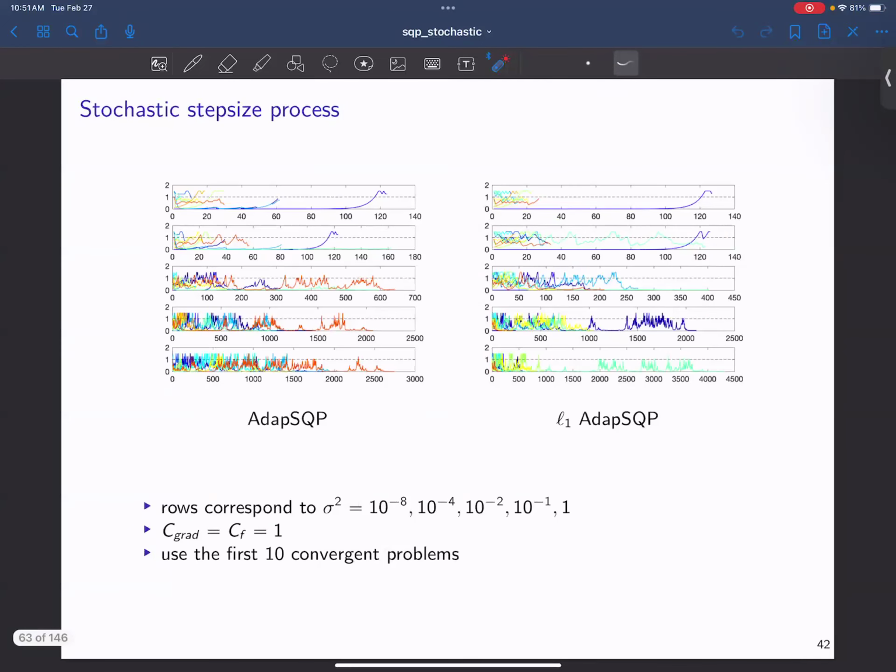Finally, what I want to illustrate is a plot for these problems. I've chosen, let's say, 10 convergent subproblems from the QTest test set, and I'm looking at how the step size evolves as a process through different iterations. You can see that for the adaptive SQP, every now and then the step size increases away from 0, and sometimes it's even bigger than 1. This allows the algorithm to make faster progress than if you have a step size sequence that decays to 0.